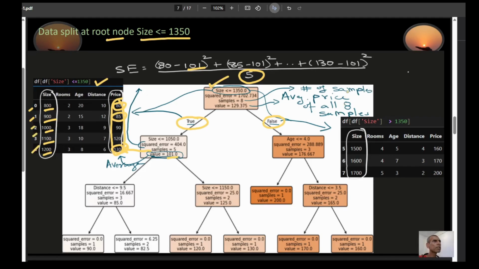On the other hand, if this condition does not get satisfied, this one right here, then your data gets split into this part right here. You can see that over here, your size is 1500, 1600, 1700. So all of these are greater than 1350. So now you have two splits, split 1 and split 2.